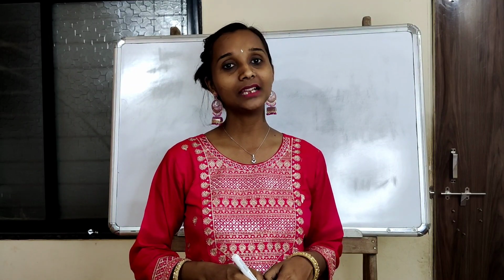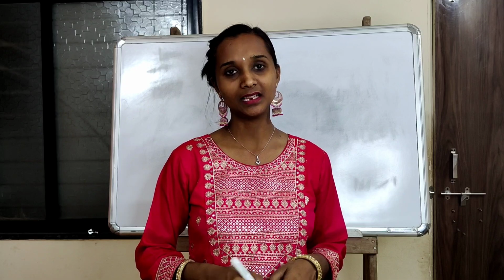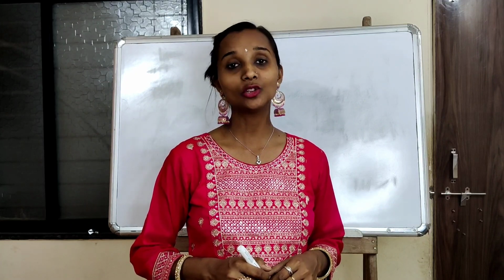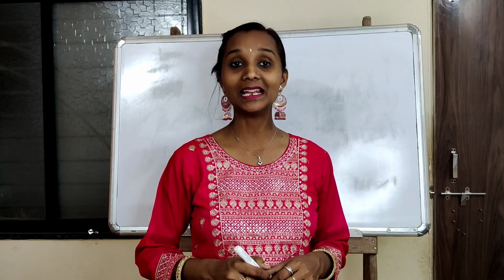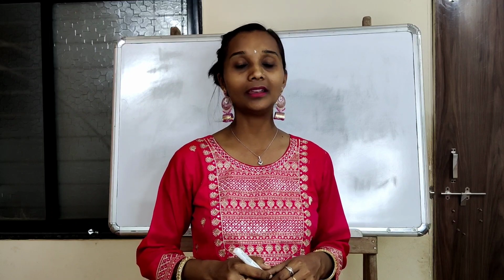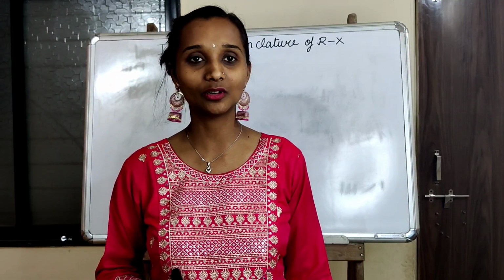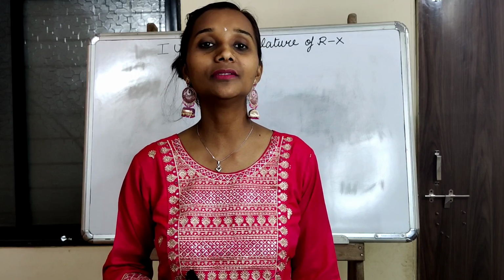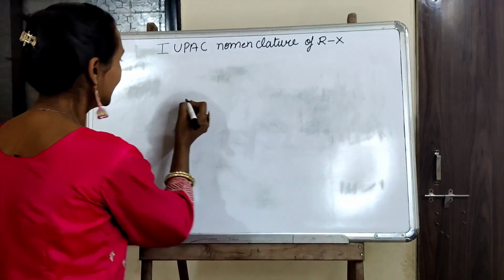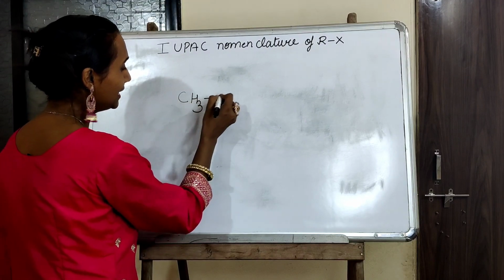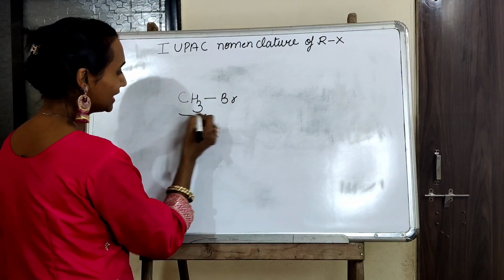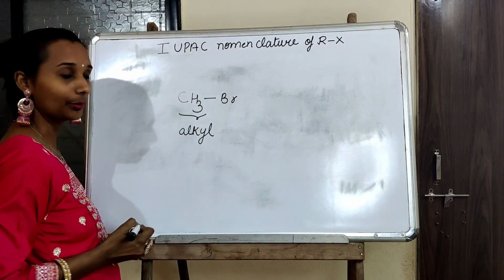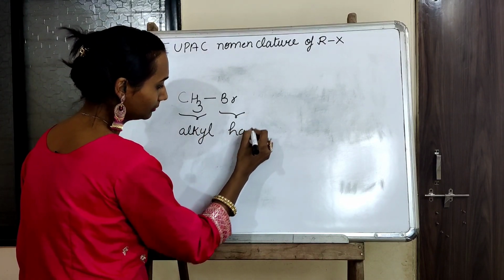In the last video, we have seen classification of alkyl halides. In today's session, I'm going to explain IUPAC nomenclature of alkyl halide as well as the nature of the C-X bond in alkyl halide. Let us take a few examples of IUPAC nomenclature of alkyl halide. The first example which they have given in your textbook is CH3Br. So this CH3 is the alkyl group and X is halogen.